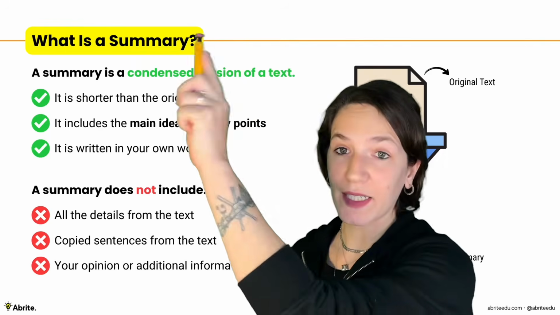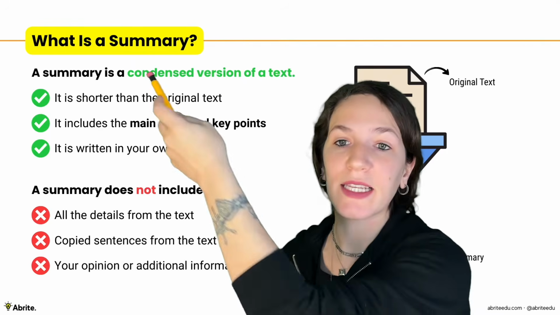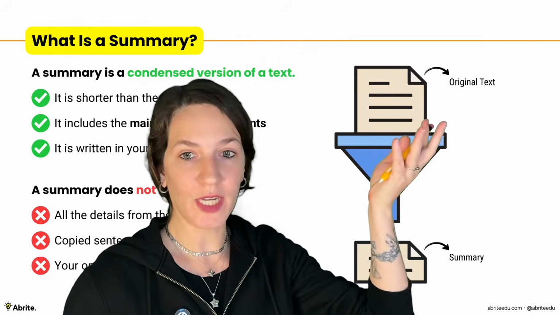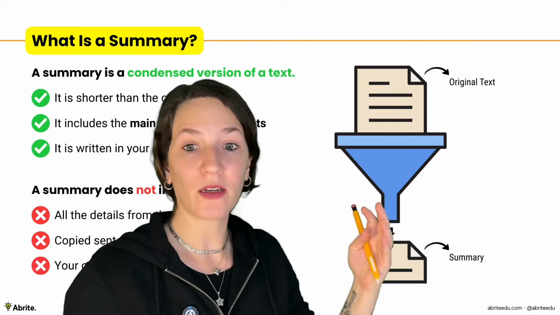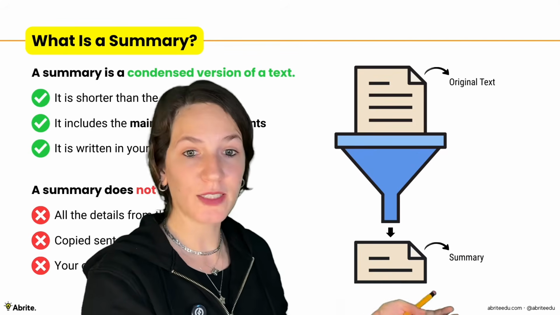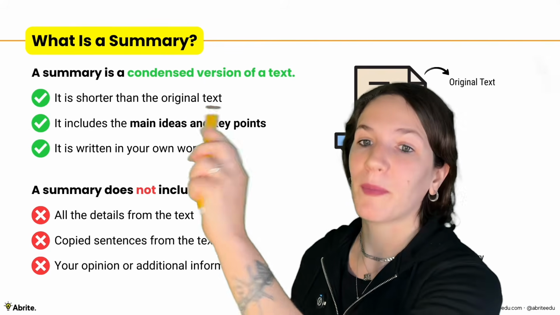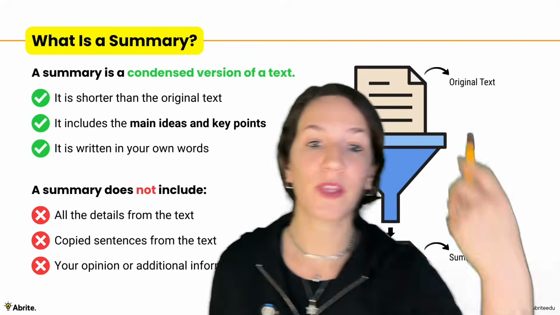First off, what is a summary? A summary is a condensed version of a text, meaning that we have a large chunk of text, we summarize it, and we end up with a shorter chunk of text called a summary. But that's not all there is to it. A summary has to include the main ideas and key points from the original text.